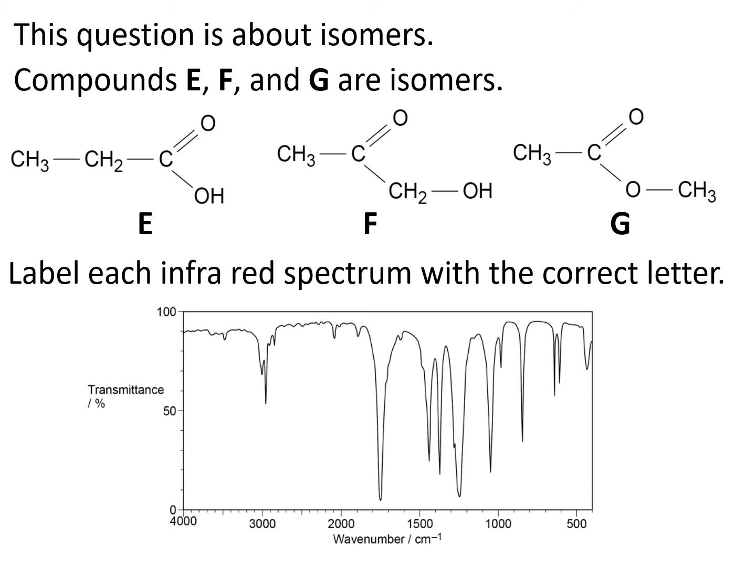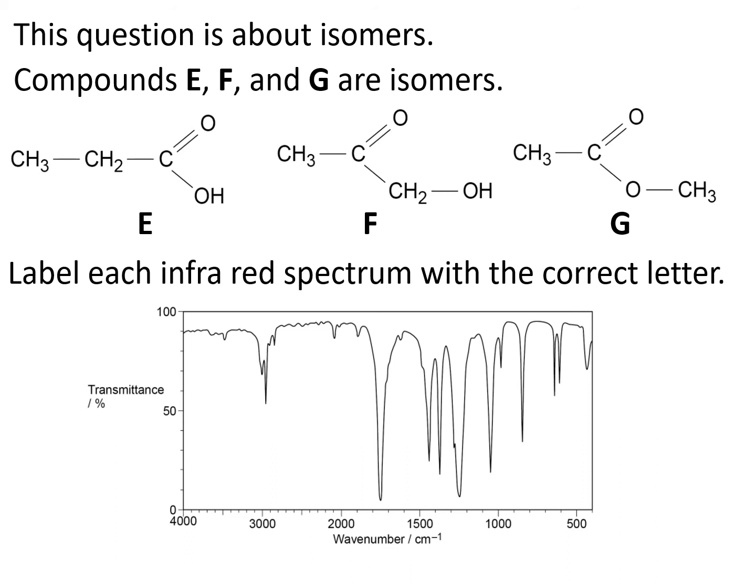For example, in this trace here, we've got a little peak at about 3000 per centimetre. That's got nothing to do with an alcohol OH or a carboxylic acid OH. That's because of a CH bond. So, yeah, know the particular characteristic shapes. In molecules E, F and G, the noteworthy bonds are the carbon double bond oxygen, the carboxylic acid OH, the alcohol OH, and that's it.